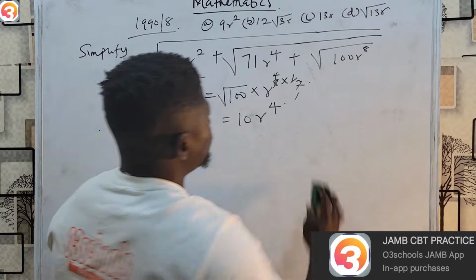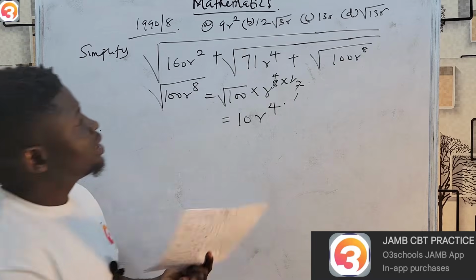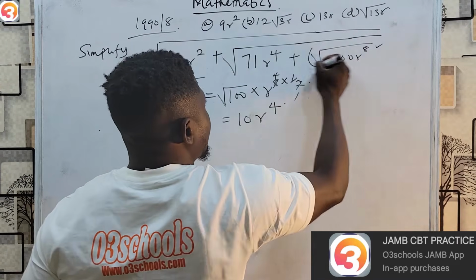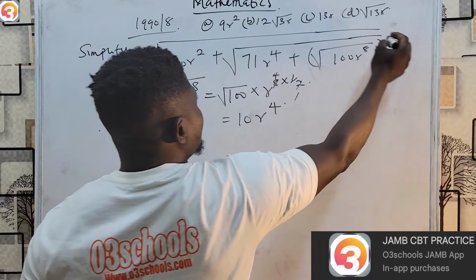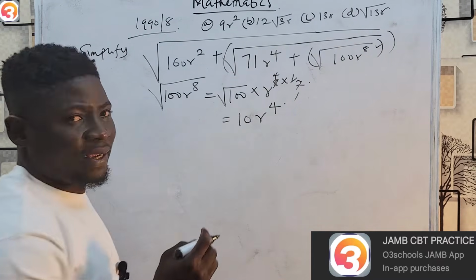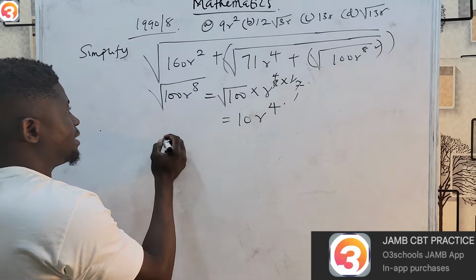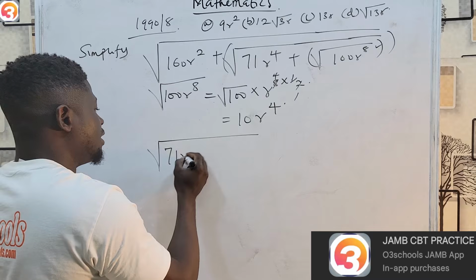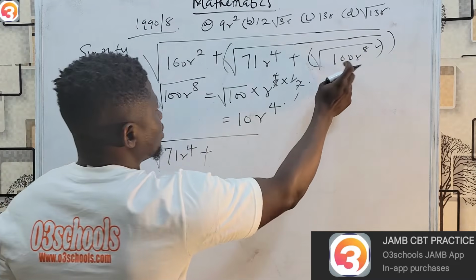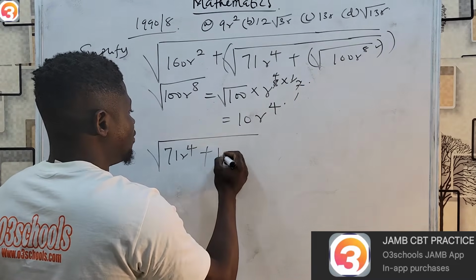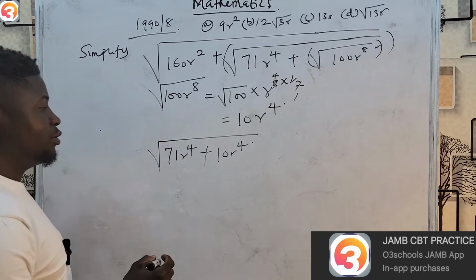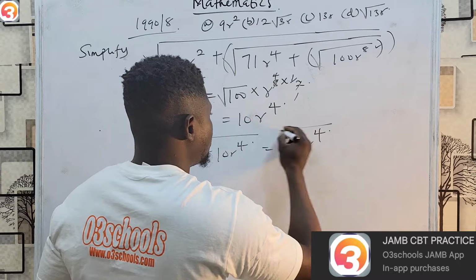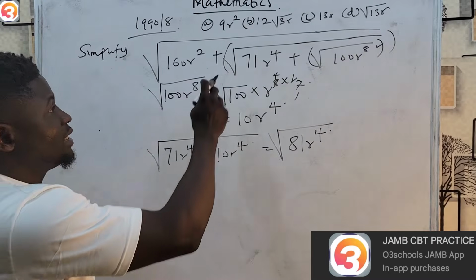What we now do next is to solve this one. This one here has been solved. So we need to now solve this one first. Let's bring them together. I'm going to have square root of 71 r raised to the power 4 plus what did you get here? 10 r raised to the power 4. So if you add them together, that will give you 81 r raised to the power 4 square root, isn't it? The square root is still there.